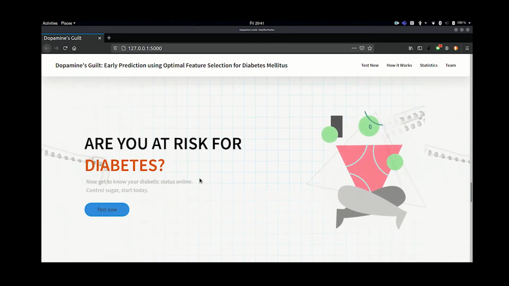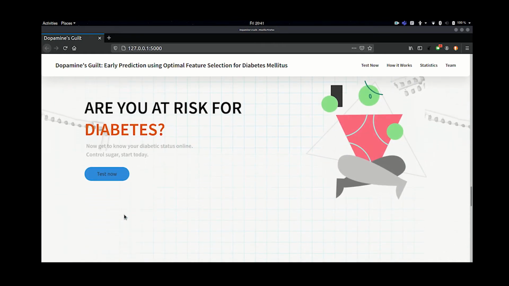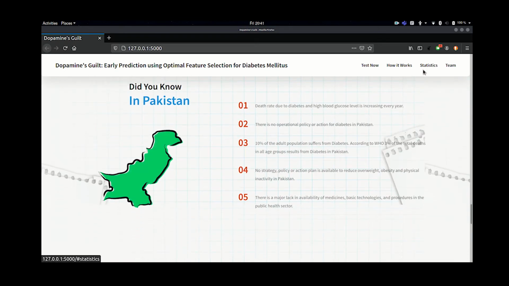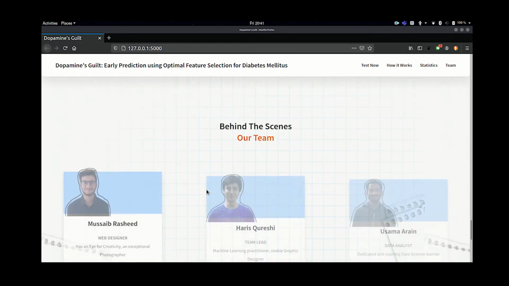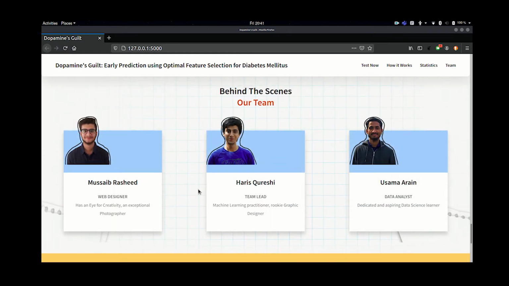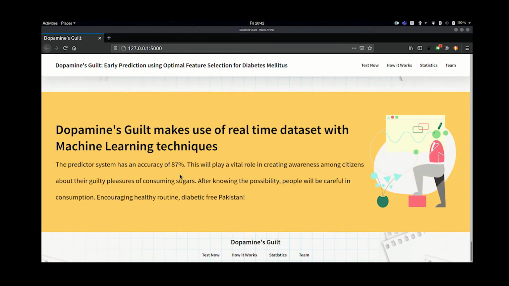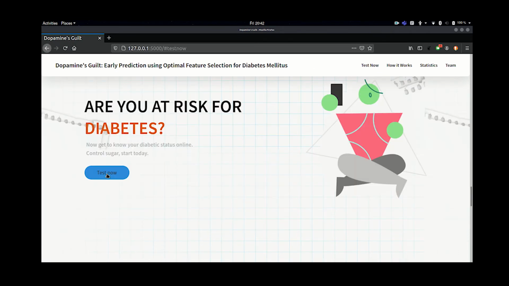We have a page for the test where the user can have their test by giving in some inputs. We'd see that in a bit. There is a statistics page as well, which gives us more information about the situation in Pakistan. We also have our team here just in case people need to know who are the people behind the screens. And finally, we have assured our users by telling them about our predictor system's accuracy. So let's try to test it.